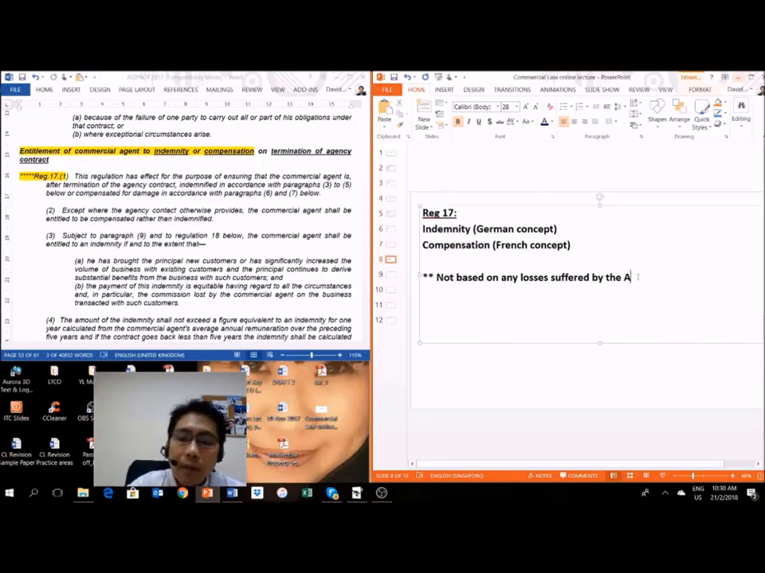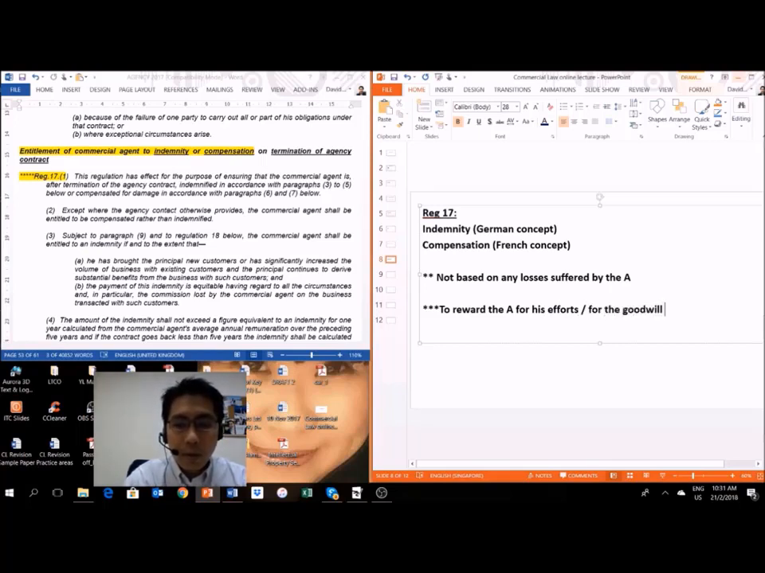So you may ask me, well, if it's not based on loss suffered, what is it based on, right? And the answer is this: in some sense, the way to understand this is to reward the agent for his efforts, for the goodwill of the agency. It is to reward the agent for his efforts and for the goodwill of the agency.